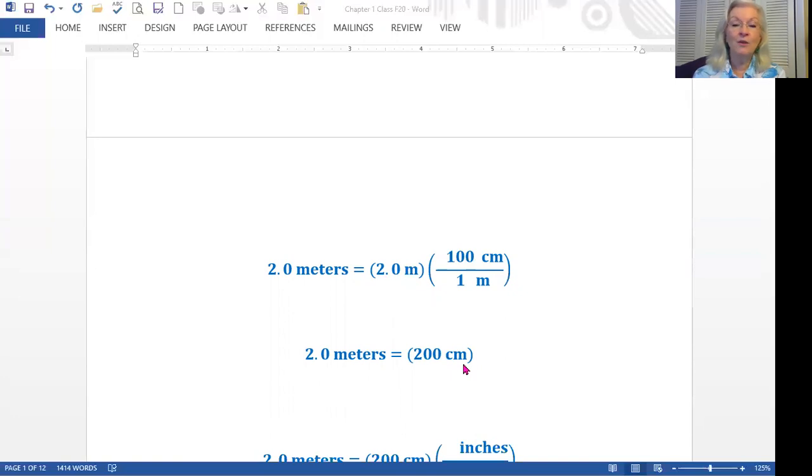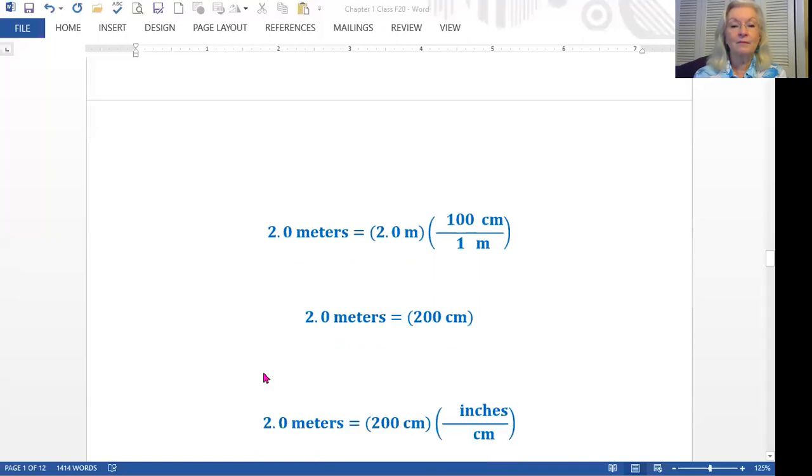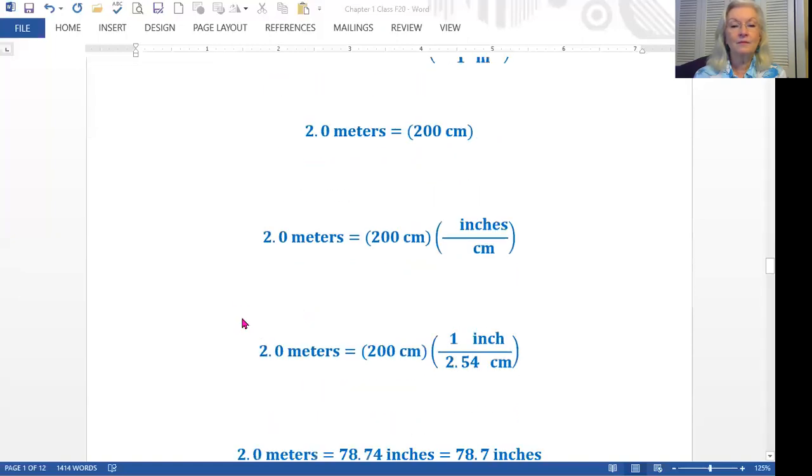I can do that one in my head. If you can, there is no reason for you to write down all the steps. You can just write down that 2 meters equals 200 centimeters. Now we have to convert that to inches. So this is our step 2, if you will.